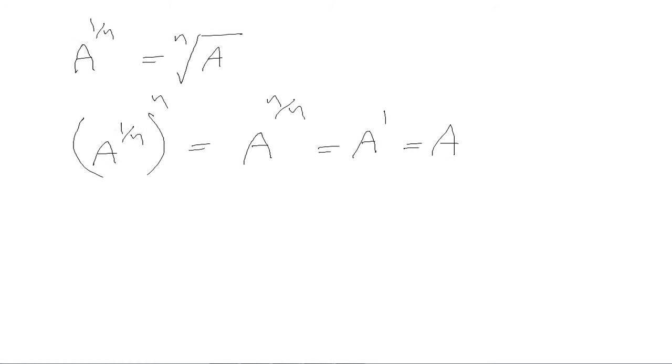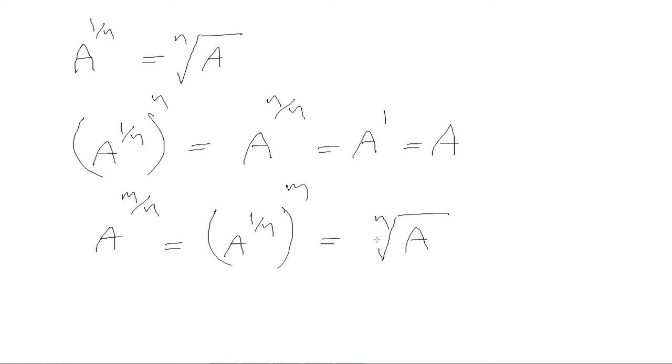We also have this one, a to the power of m over n is a to the power of 1 over n, this whole thing to the power of m. So this we know is radical index n of a. So this is radical index n of a raised to power of m.